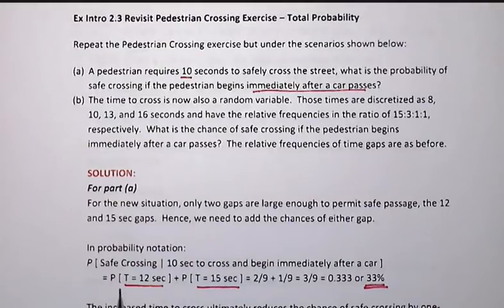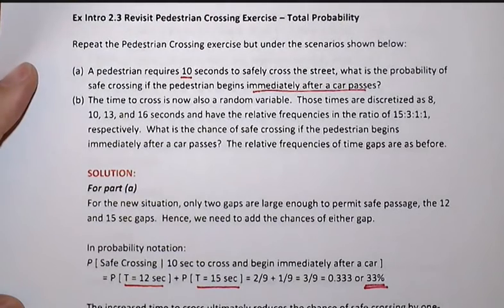Right, so this is just like the very first example, Intro 2.1, with the exception that now we only have t equal to 12 and t equal to 15 into the bargain. So 2 ninths plus 1 ninth equals a total of a 1/3 chance that we're going to make it across safely. Right, so going from 8 seconds to 10 seconds had a significant influence on our chance of getting across safely.